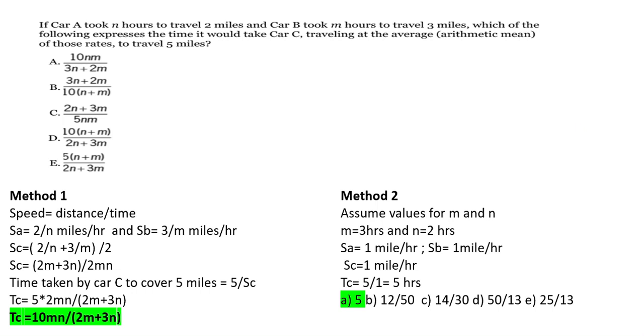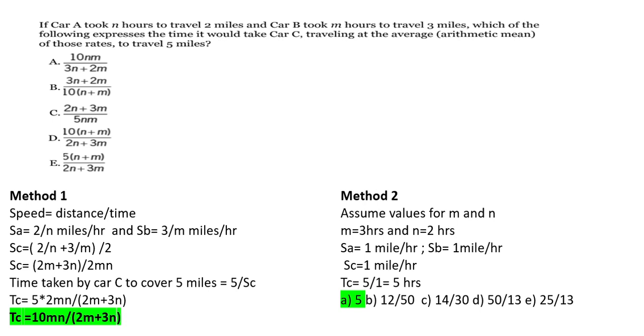So this question, which is a medium difficulty question from official GMAT, states that a certain car A took about n hours to travel 2 miles, and another car B took m hours to travel 3 miles. Now if I take another car C, which is traveling at the average speed at which A and B traveled, what time would it take to travel 5 miles?